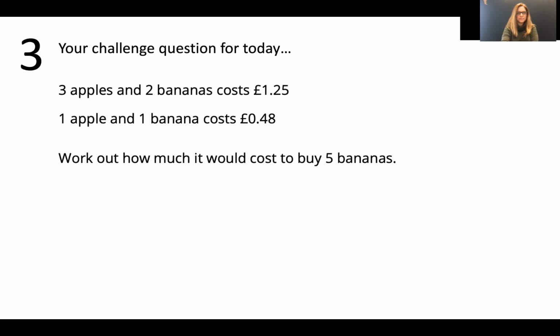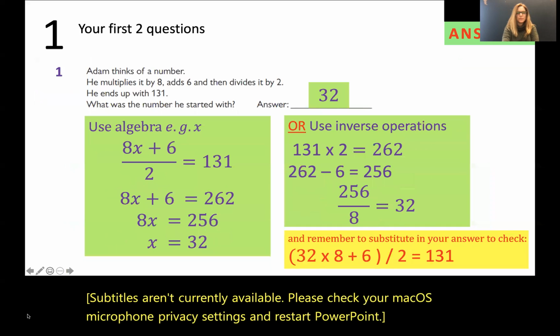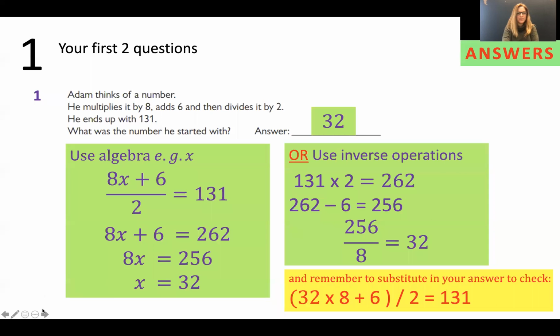First question. Okay, so we can look at solving this algebraically using our balancing method. Oh, I'm not quite sure what I've done there. Let's get rid of that. Apologies. Okay, so solving algebraically. We think of a number, we multiply it by 8, we add 6, and then we divide by 2, and that equals 131. We need to use our balancing method to solve this.